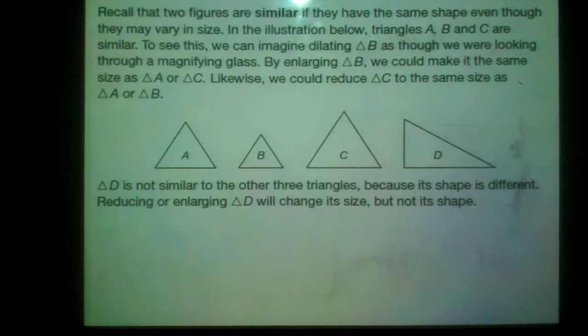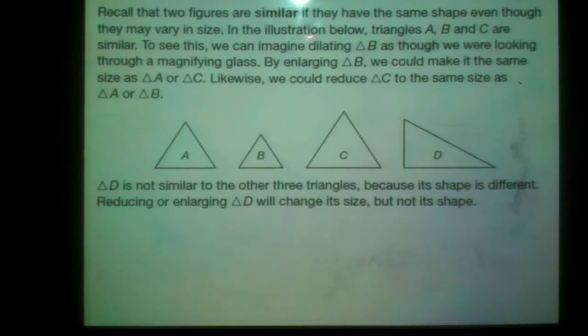Alright, so let's sum this up here. It says, we will recall that two figures are similar if they have the same shape, even though they may vary in size. So similar shapes we've talked about already. If they have the same shape, they are similar, even if they are not the same size. If they are the same size and they are similar, that means they are congruent, which we will get into in a second.